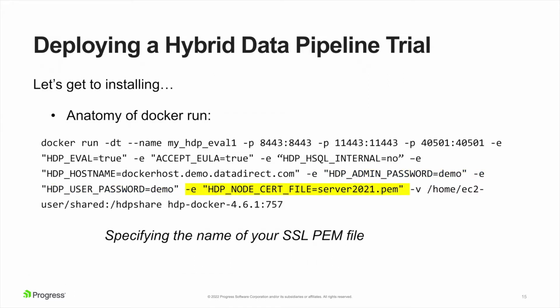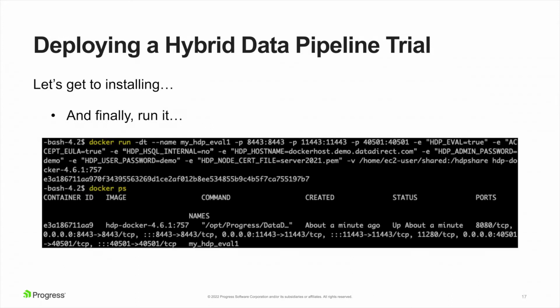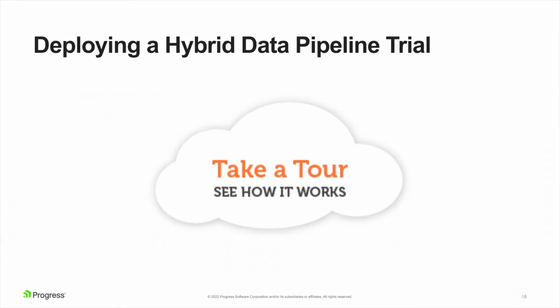We're going to put in the name of the PEM file that we have in that shared directory. And then finally, we're going to map our HTTP shared directory to the shared directory inside that we created on our local machine running Docker so that they're connected together. And then we run it. So we're going to do the Docker run. We'll run that, and you'll see on the bottom there when you issue a Docker PS, you'll see the Docker image running. It takes about a minute or so to get going, and there you have a trial of Hybrid Data Pipeline.